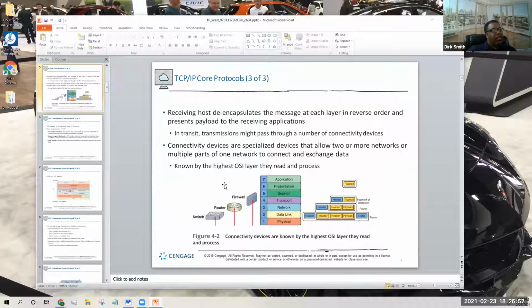Connectivity devices are specialized devices that allow two or more networks or multiple parts of a network to connect to and exchange data. It's talking about these different types of devices here on the side: switches, routers, and firewalls. These are different types of connectivity devices which allow information to process. Known by the highest OSI layer is the read and write process. I'm not sure what that is. Probably jumped out of order there.